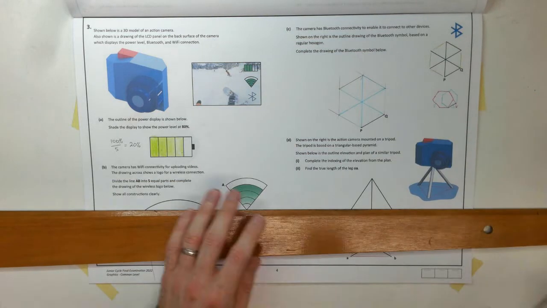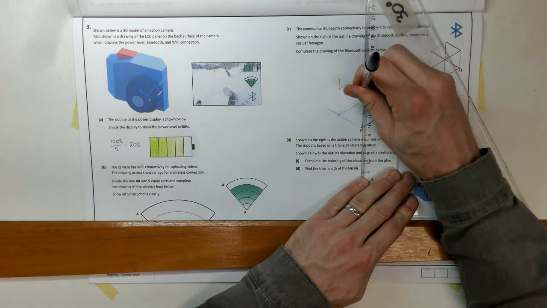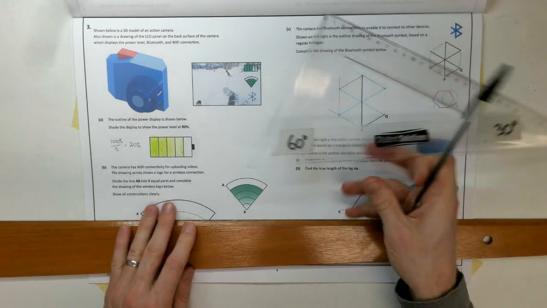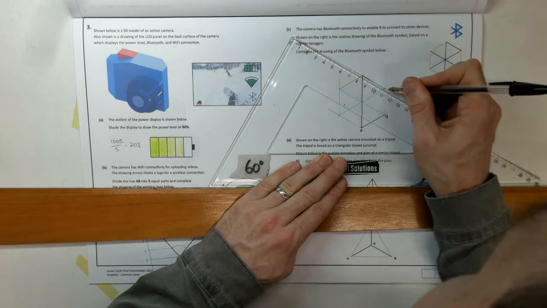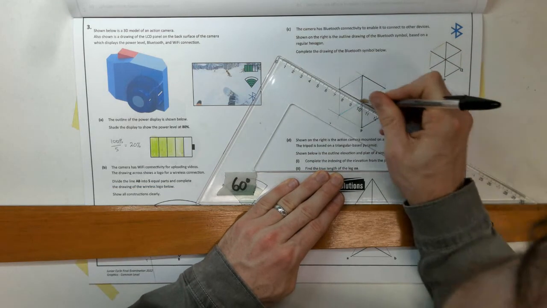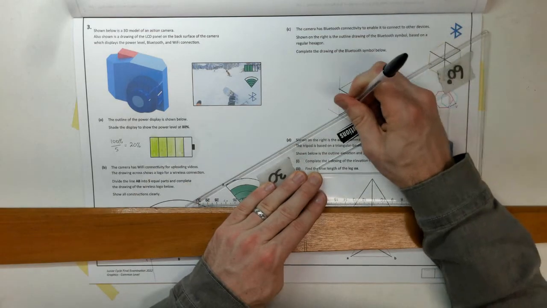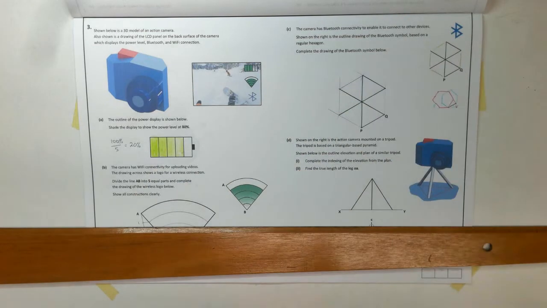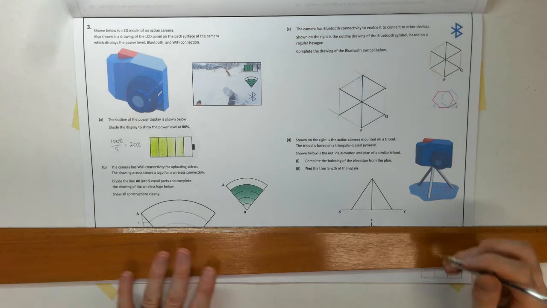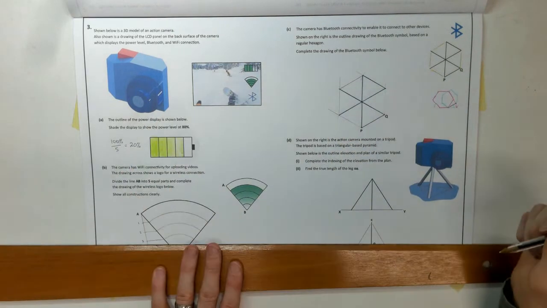Alright, maybe it's not that clear on my drawing, so I'll go back, forward heavy, just so it stands out off the page for you in the video. Okay, so there we have it. So complete the drawing of the Bluetooth symbol, done. Nothing there about rendering either.